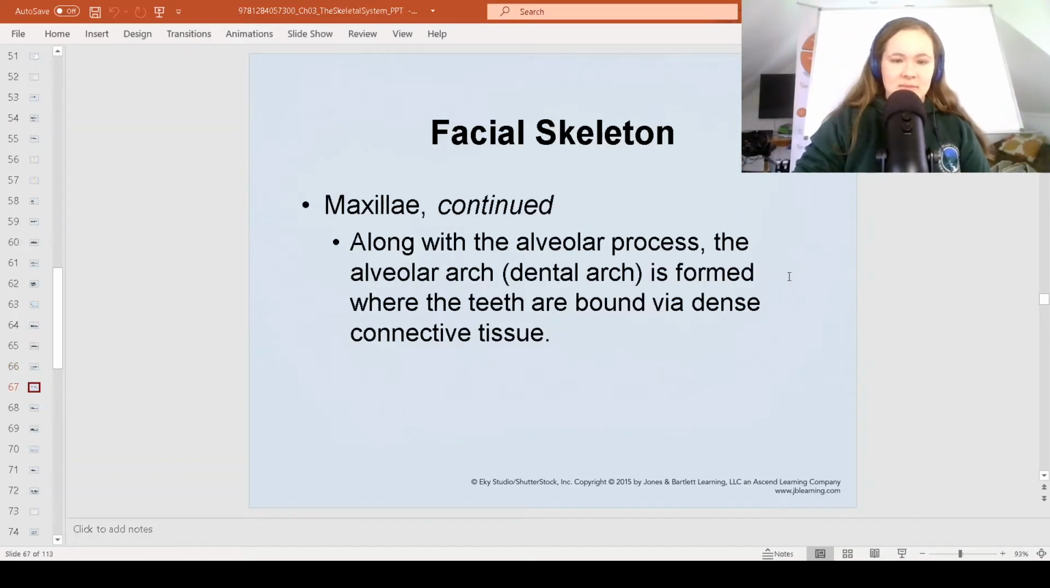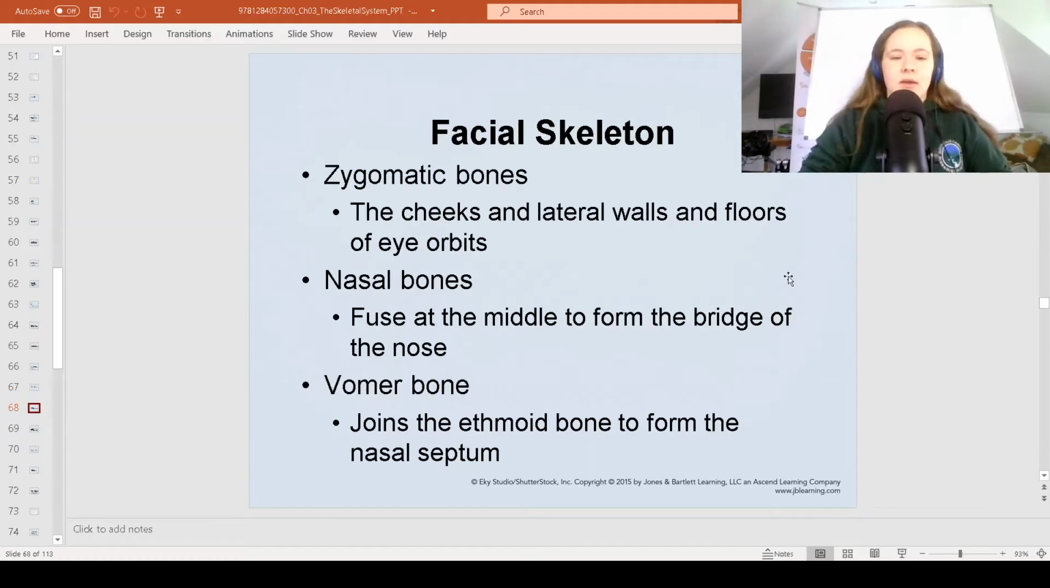Facial skeleton, maxillae continued along with the alveolar process. The alveolar arch, dental arch, is formed where the teeth are bound via dense connective tissue. Zygomatic bones are the cheeks and lateral walls and floors of the eye orbits. Nasal bones fuse at the middle to form the bridge of the nose.